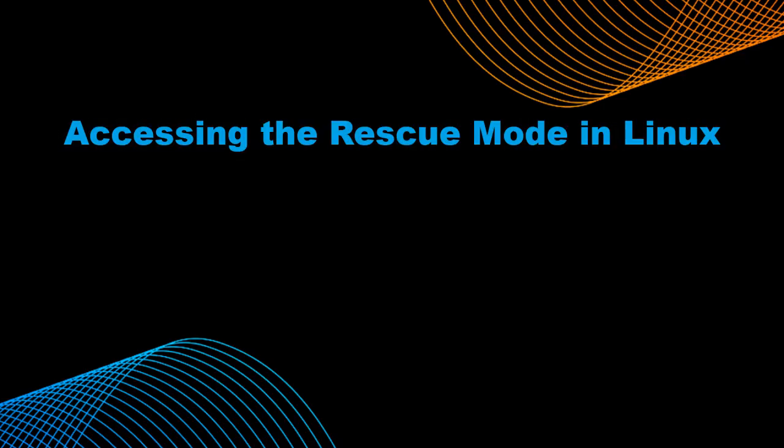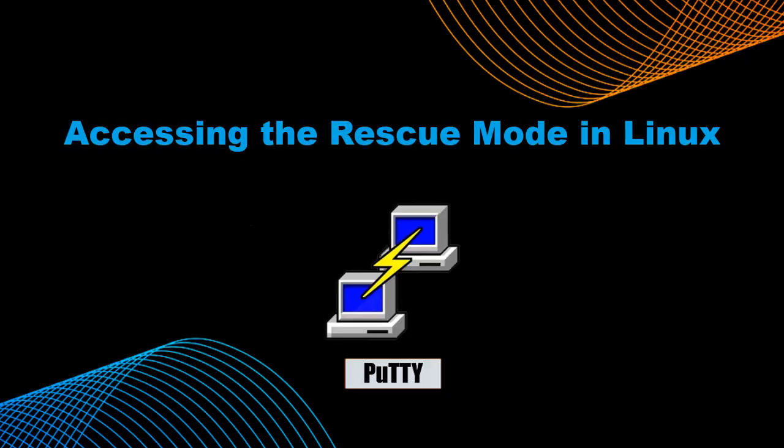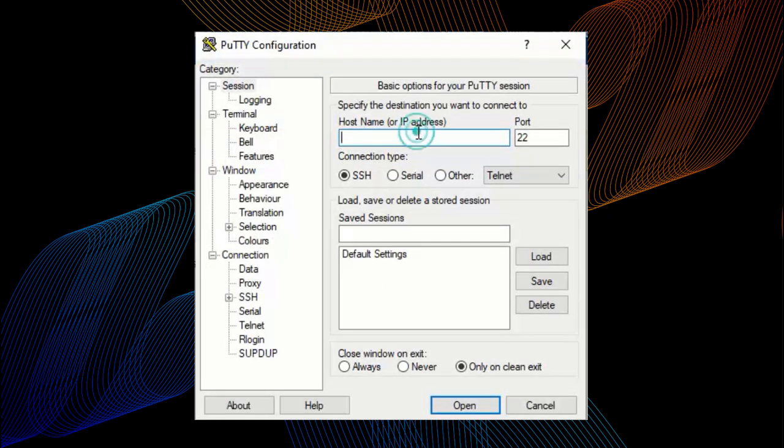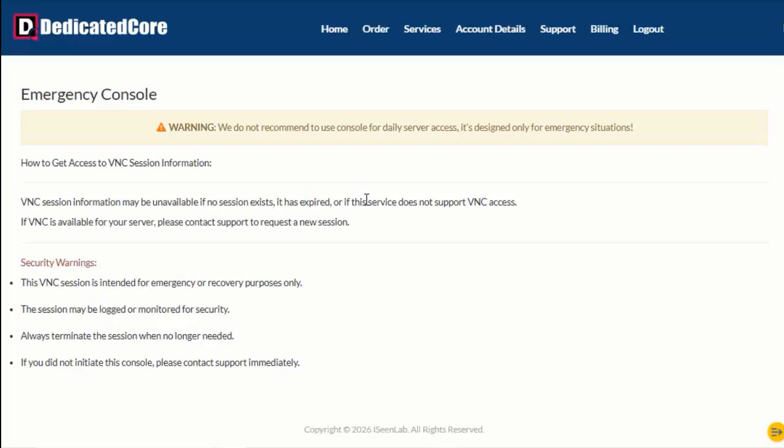For the rescue mode, simply use PuTTY. Enter the IP address and the port number, by default 22. Click on open, enter root as the username, and the password we will share with you. Then you can take the rescue mode and fix your OS-level issues with it.